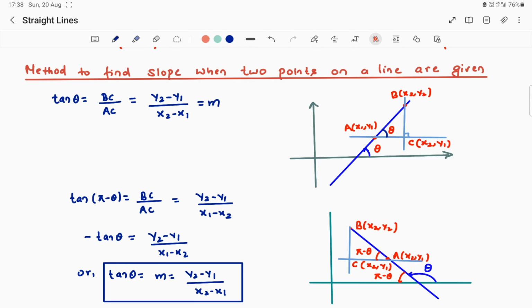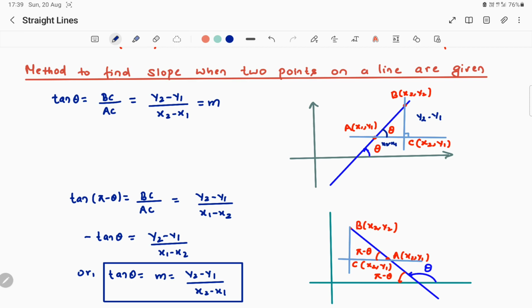BC, how can we find out? So BC is on a vertical line, the distance BC can be written as what? The difference of the y coordinates. So this is y2 minus y1. And on the horizontal line, what is AC? On the horizontal line, the distance is x2 minus x1. So we got (y2 minus y1) by (x2 minus x1), which is m.